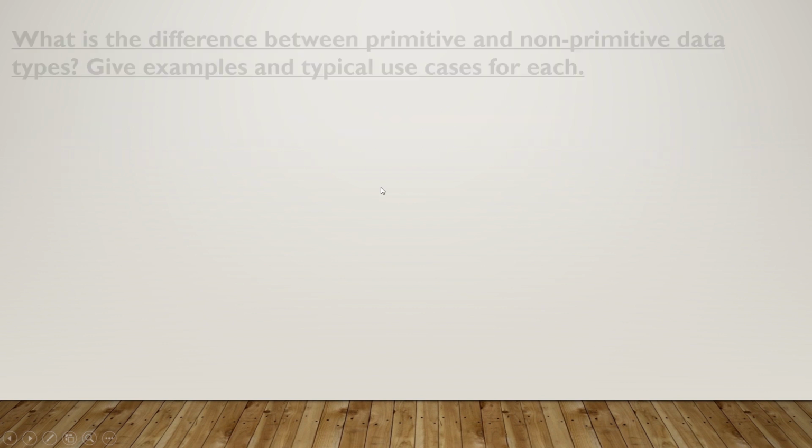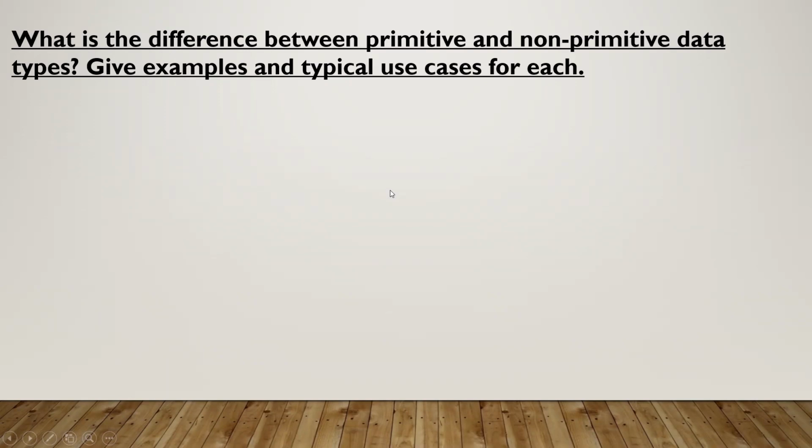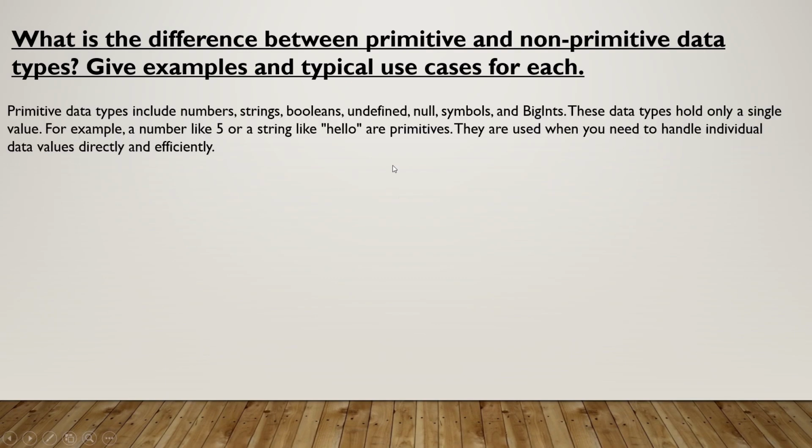Now moving to the next question. What is the difference between primitive and non-primitive data types? Give an example and typical use case for each. Primitive data types include numbers, strings, booleans, undefined, null, symbols, and BigInt. These data types hold only a single value. For example, a number like 5 or a string like hello are primitive. They are used when you need to handle individual data values directly and efficiently.